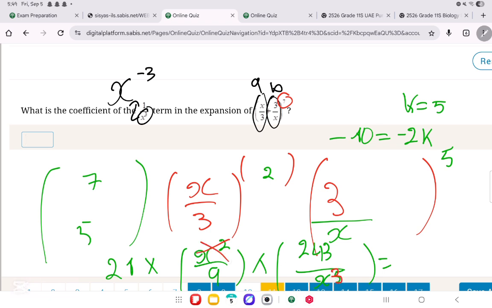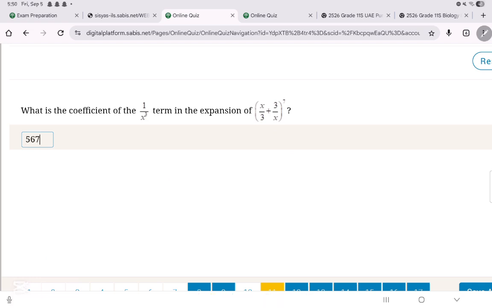Now we do 21 times 243 divided by 9, and we'll get an answer of what? So we will get an answer of 567 over x to the power of 3. Or you can write it in another way, which is 567 times 1 over x to the power of 3. It's the same exact thing. So what's the coefficient? It's 567.